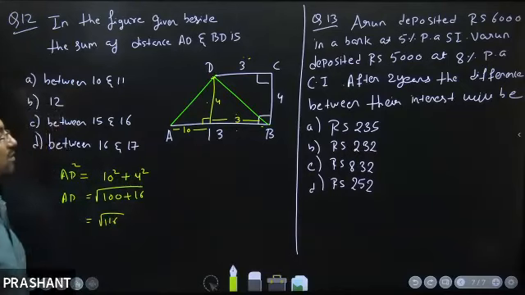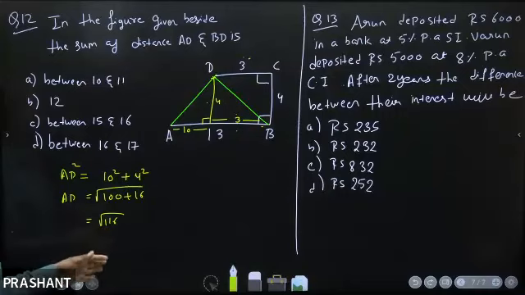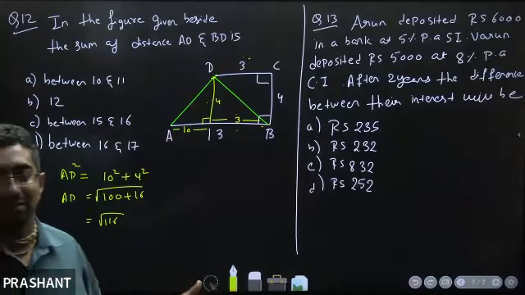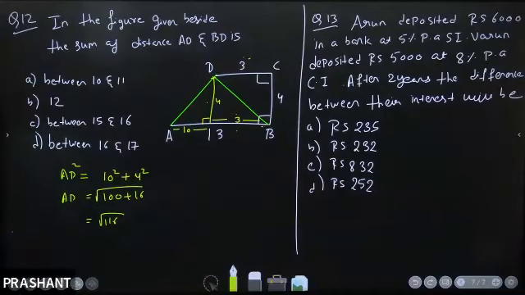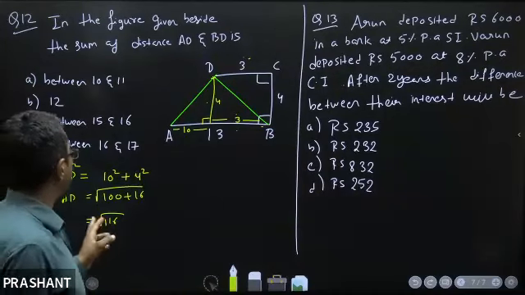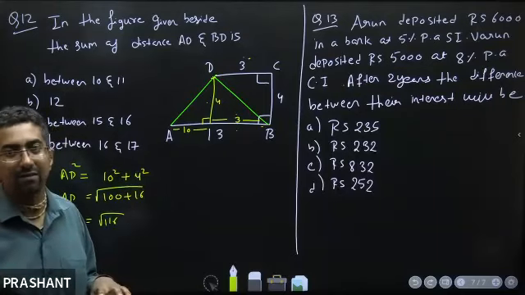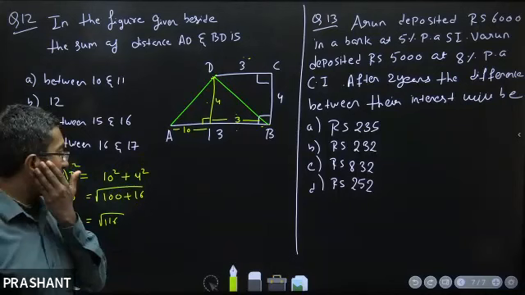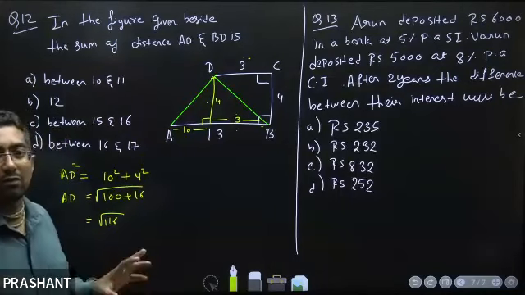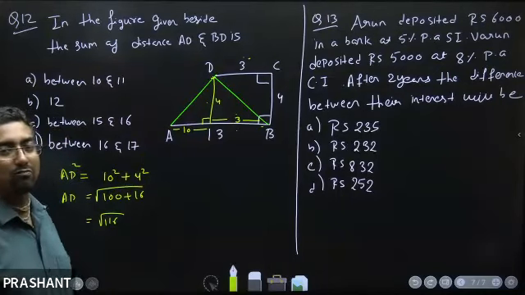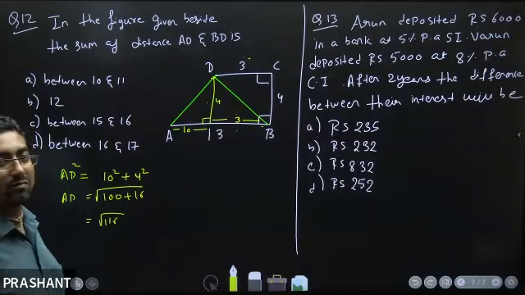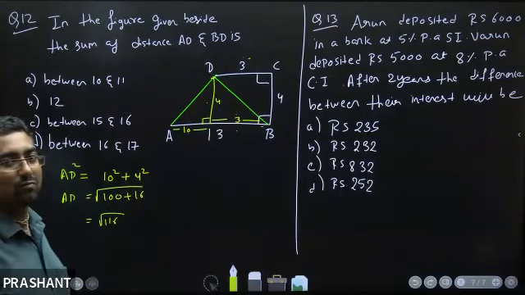Sir, AD is equal to root 116, which is equal to 10 point something. Because the square root of 100 is 10, and after 10, the next perfect square we have is 121. Correct? Most probably root 116 is more than 10.5. So we can just write 5 plus 10, 15. So we can get the answer between 15 plus and 16.